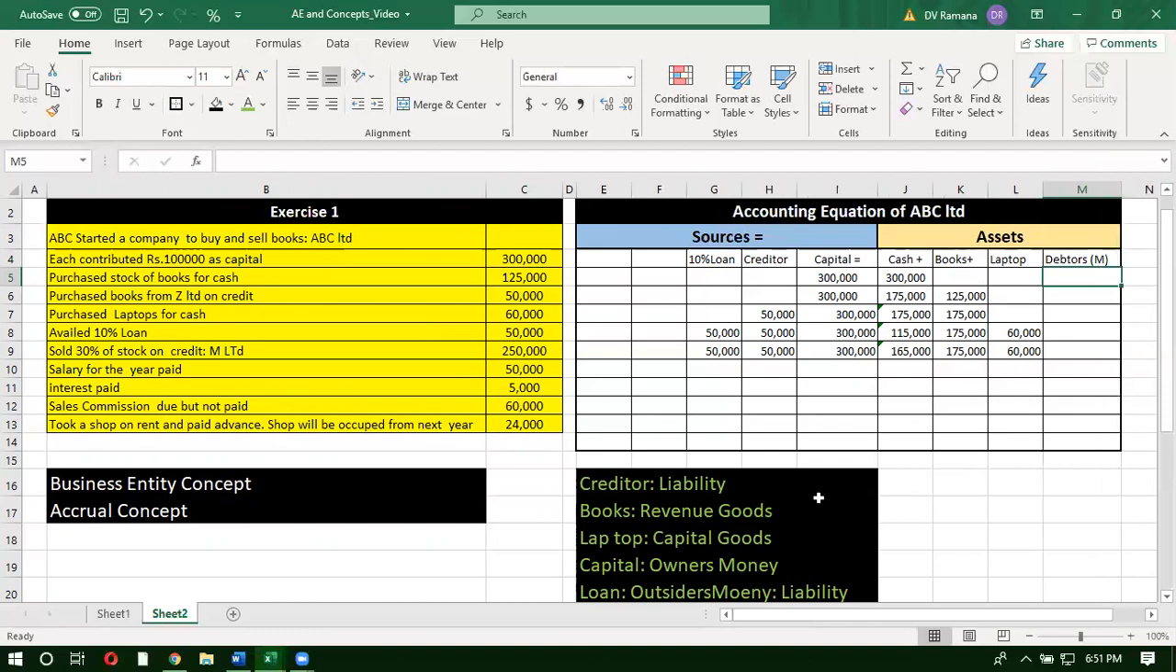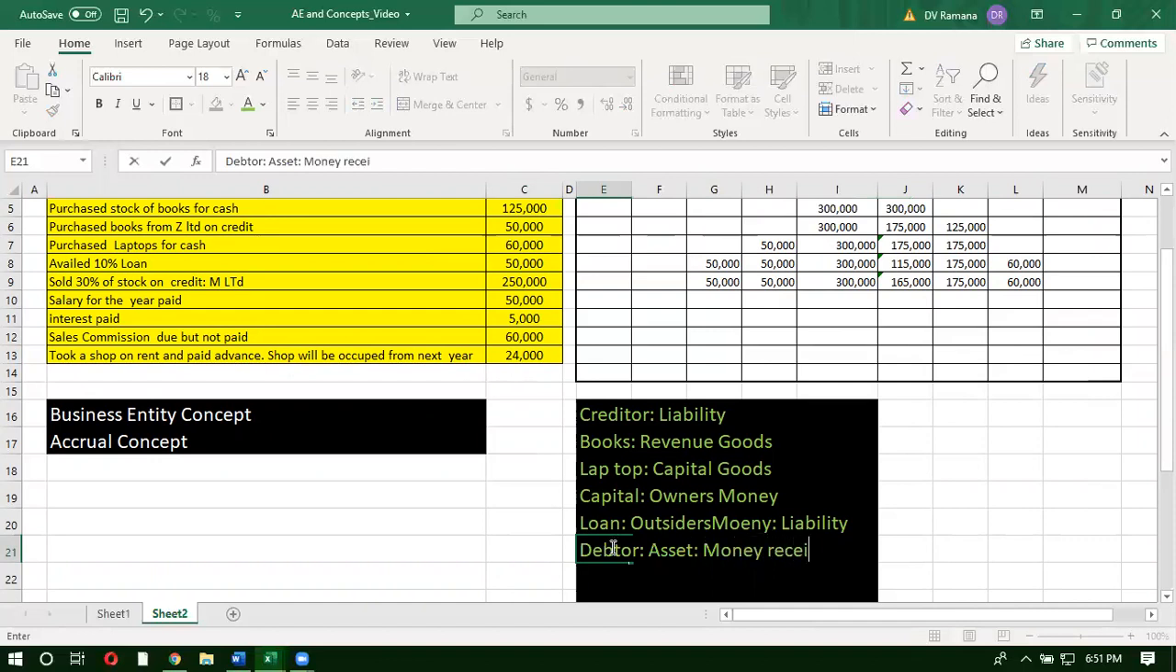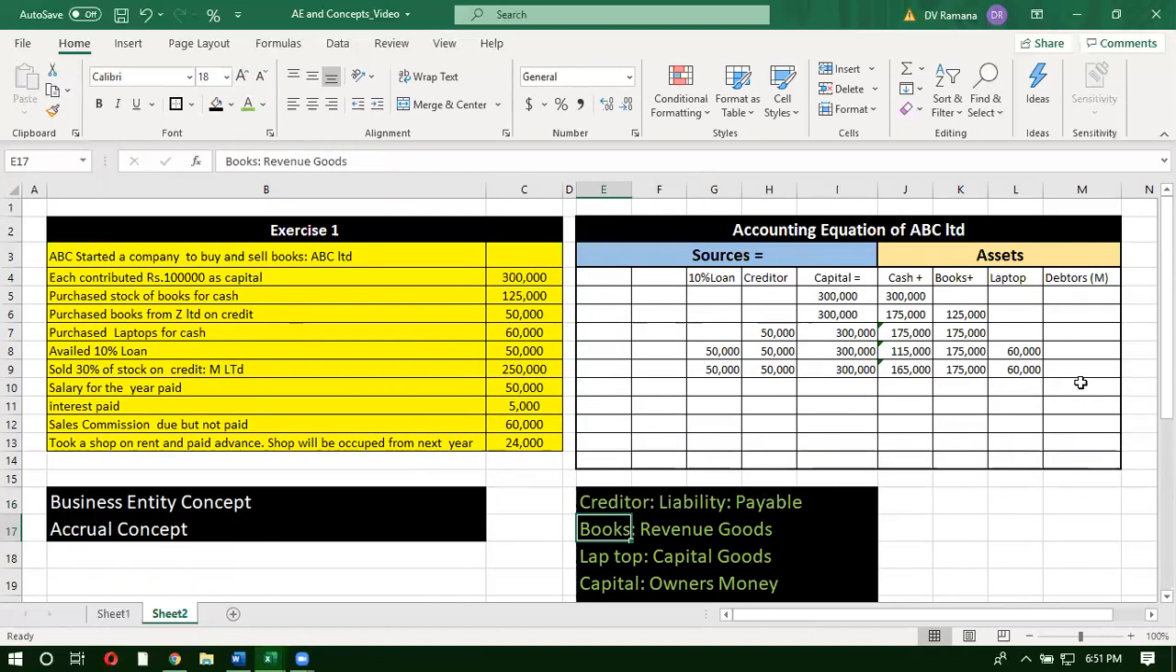So who is a debtor? Debtor is a person. Debtor is an asset, because it is money receivable. We are going to receive money from Mr. M, so therefore it is an asset for me. Whereas creditor is a payable, is a liability. So the money that I'm going to receive from M is 250,000.